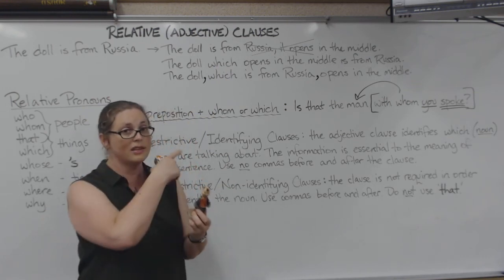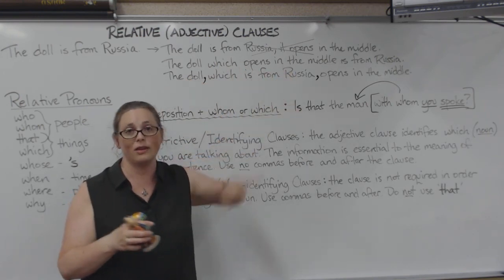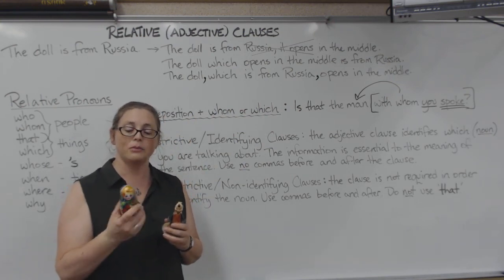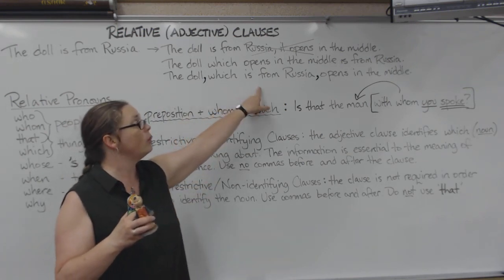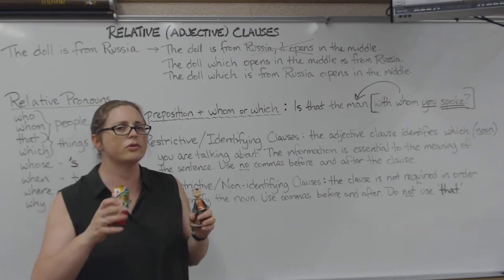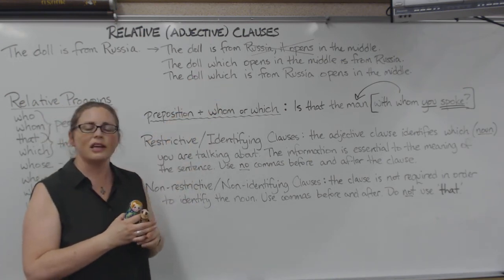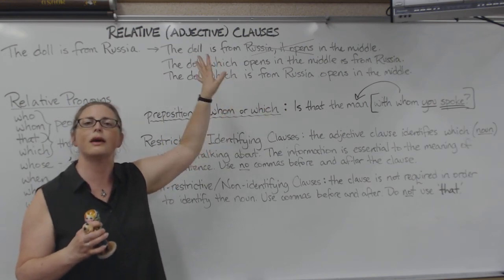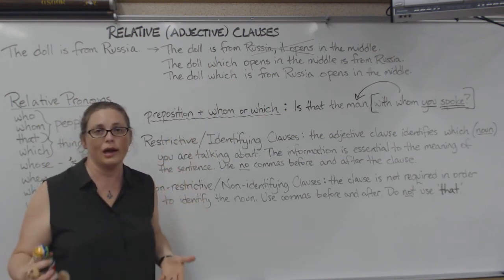If I've got two dolls and I'm using this information to identify the doll, we need the information. No commas if you need the information. Same thing here. If you already know that this doll is from Russia and this doll is from Mongolia, and I'm telling you that the doll, which is from Russia, opens in the middle, then I'm identifying the doll with this information, and I need to have no commas. This is a very often confused topic among English learners. So you really want to try to get this idea that if there are no commas, the information is necessary. It is essential to the meaning of the sentence. It is necessary to identify which noun you are talking about.